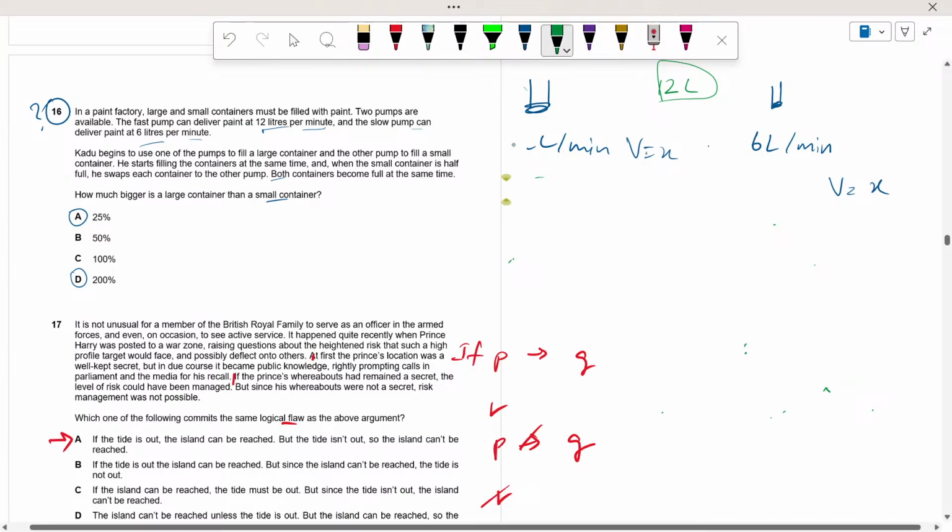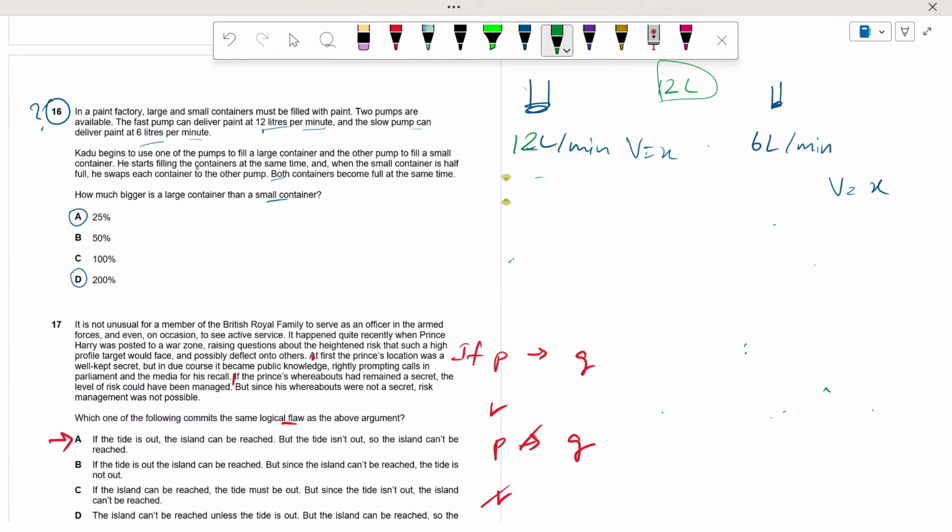So basically they're saying there are two pumps, 2 liters per minute, 6 liters per minute. This is the bigger pump, this is a small pump, slow pump. And there are two containers, one is large, one is small.